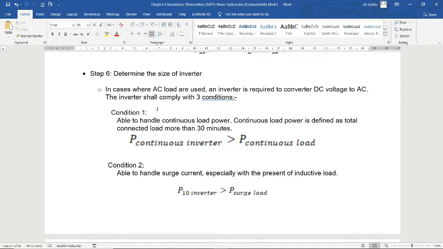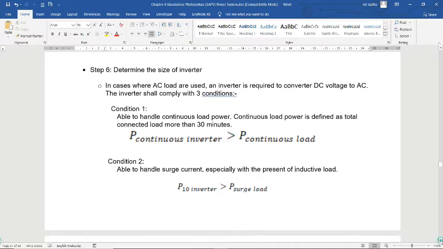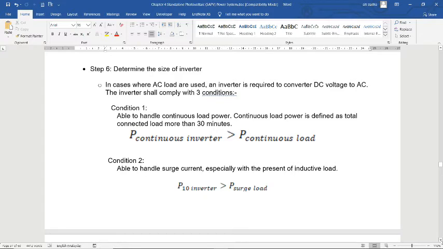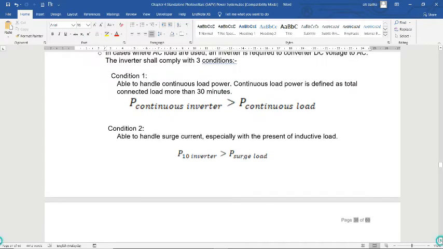Okay, the inverter can handle all the power that produced from all connected load more than 30 minutes. Condition number 2, should fulfill all. Condition number 2, able to handle surge current, especially with the presence of inductive load.